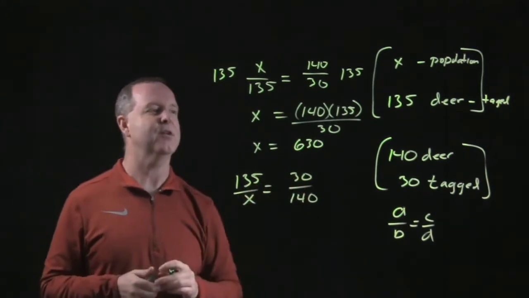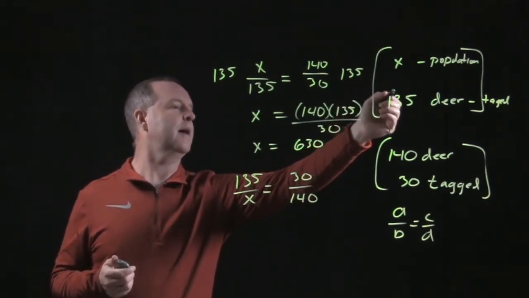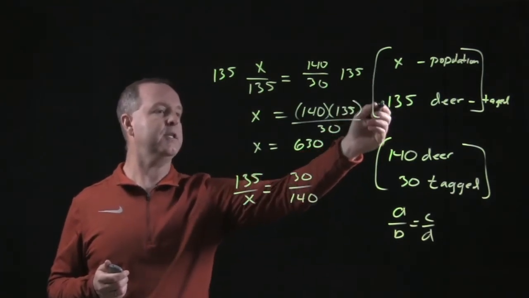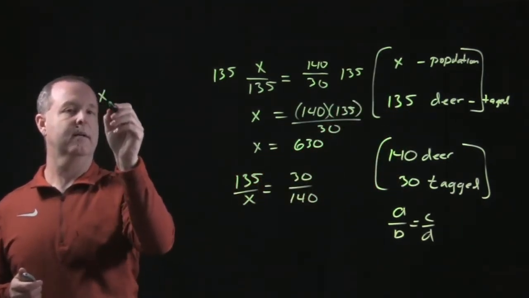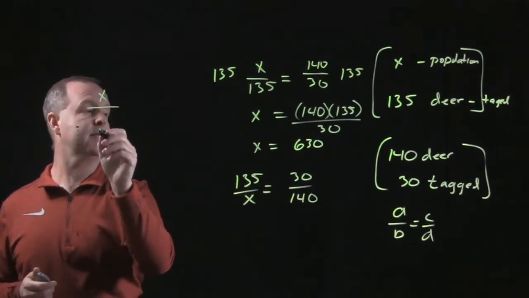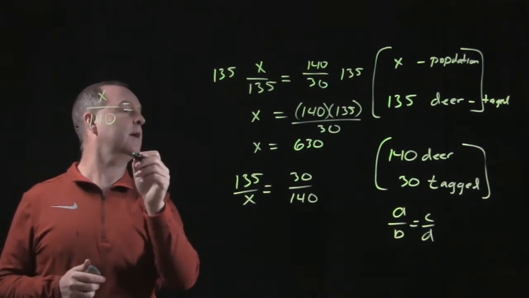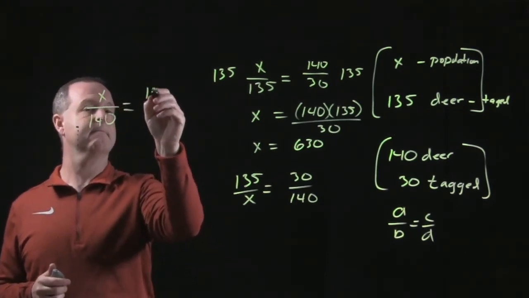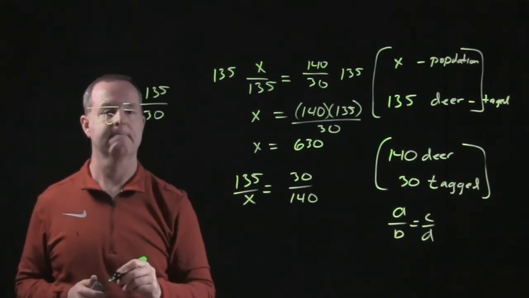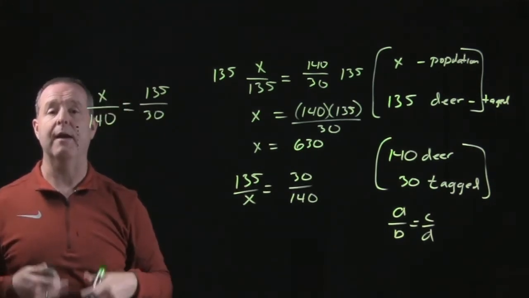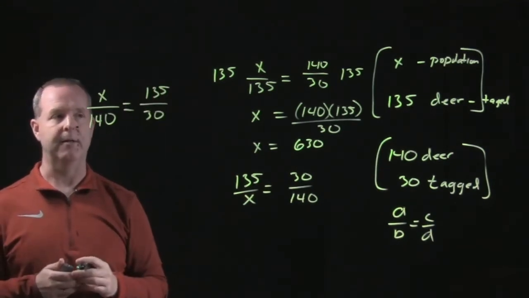Likewise, you can also compare thats to thats equals thises to thises. Well, in this particular case, what does that mean? Well, maybe I'm going to look at populations. Total population to sample population equals total deer tagged to sample deer tagged. There is another proportion that I was able to build, and it follows a consistent pattern.